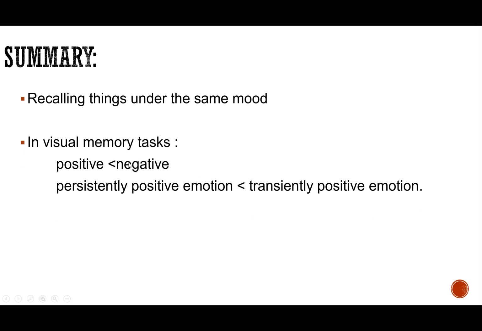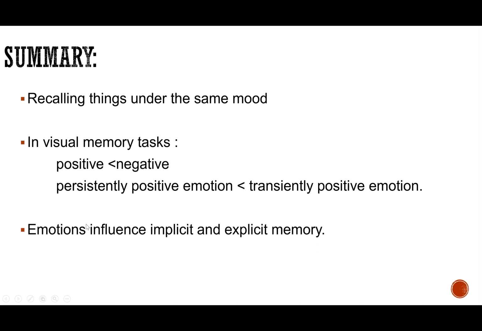And in visual memory tasks, the performance under positive emotion is worse than under negative emotion, while persistently induced positive emotion is worse than transiently induced positive emotion. So if you want to memorize some pictures, try to calm down and that will be helpful. And the last is emotion influences implicit and explicit memory.